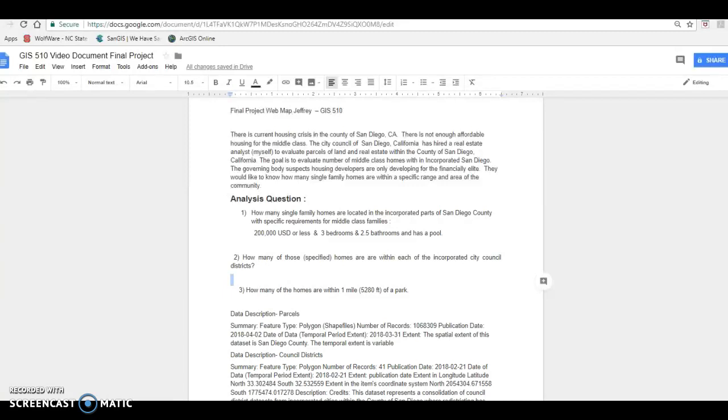My first analysis question, which my map is based off of, is how many single-family homes are located in the incorporated parts of San Diego. And they have specific requirements: under $200,000, 3 bedrooms, 2.5 bath with a pool. And here's my map.